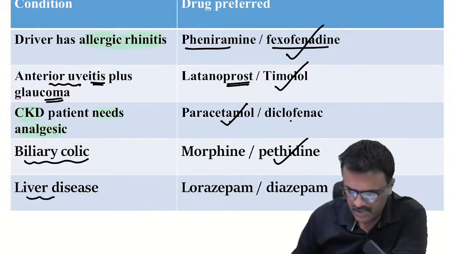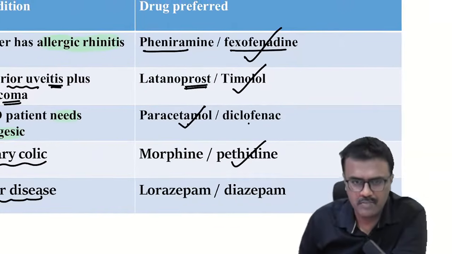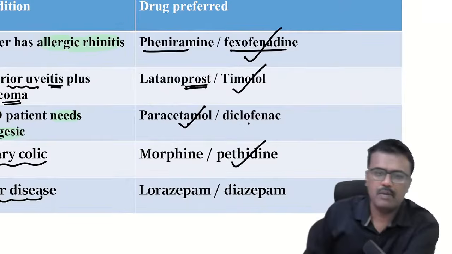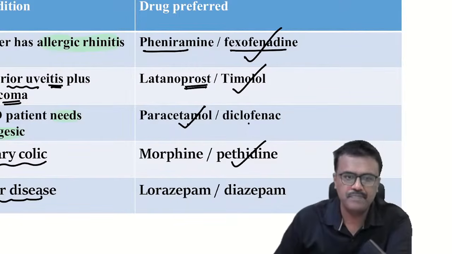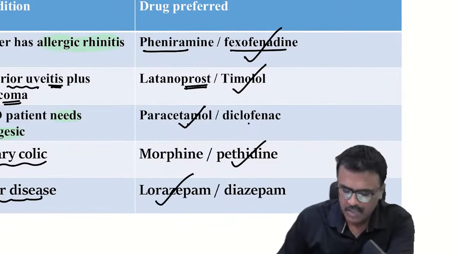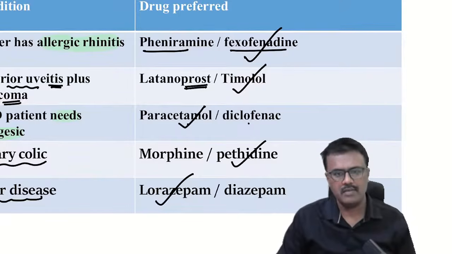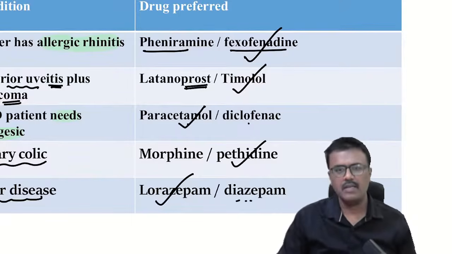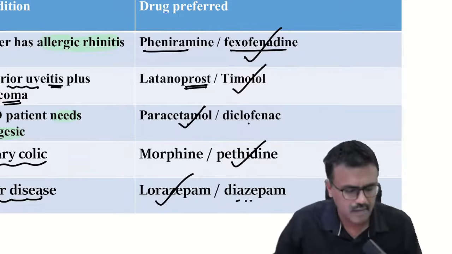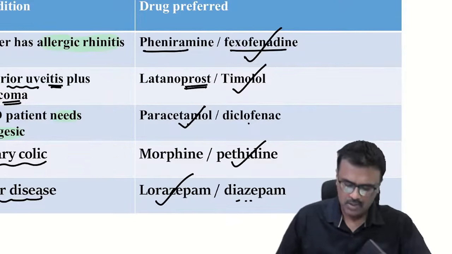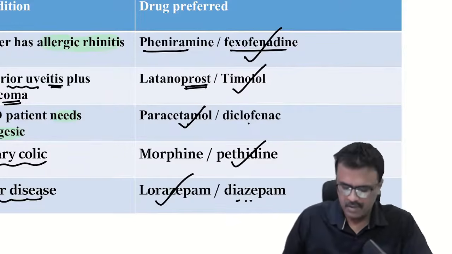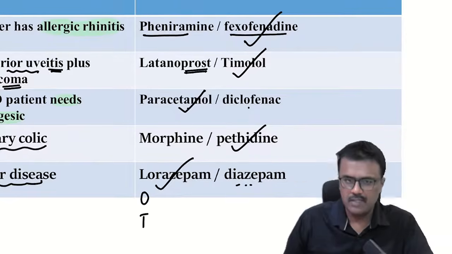Suppose a patient has liver disease and you want to give benzodiazepine. Will you give lorazepam or diazepam? I will prefer lorazepam because lorazepam will not produce active metabolite. But if I give diazepam, the diazepam becomes longer acting in liver disease. So what are the benzodiazepines safe in chronic liver disease patients?